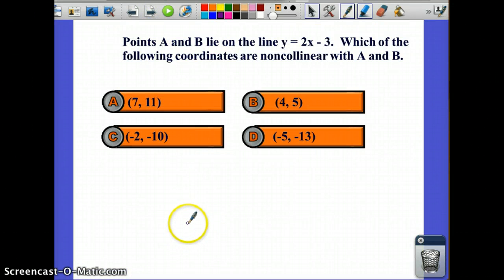Points A and B lie on the line 2x minus 3. Which of the following coordinates are non-collinear? Well, non-collinear means does not lie on the same line. So we're going to plug in the points to see. Okay, go ahead and pause to see what that answer is.